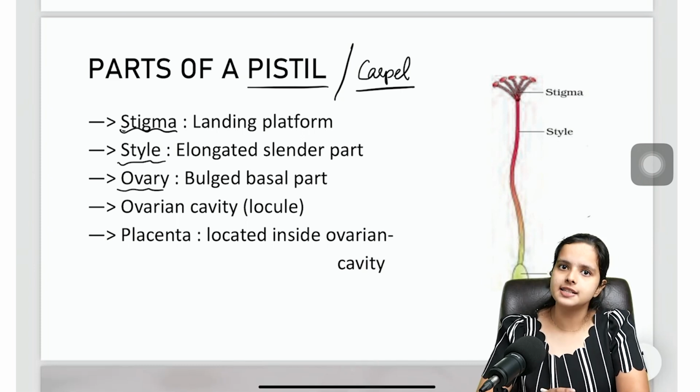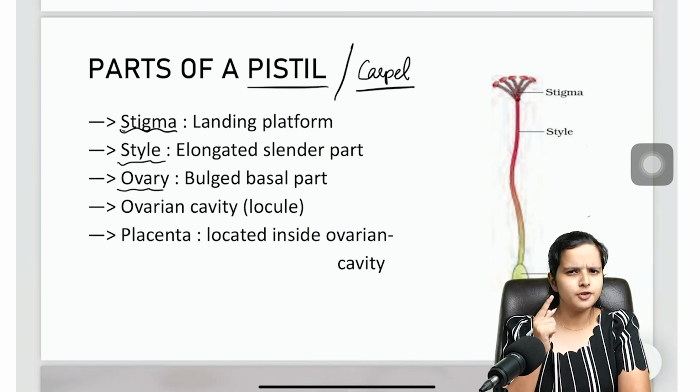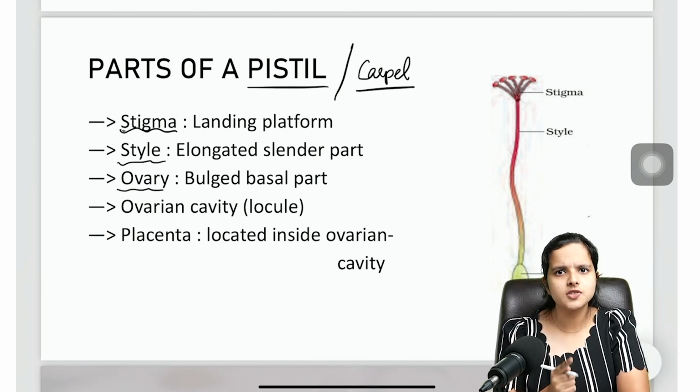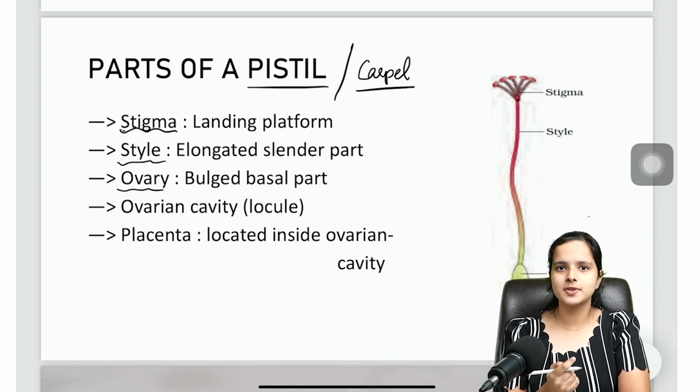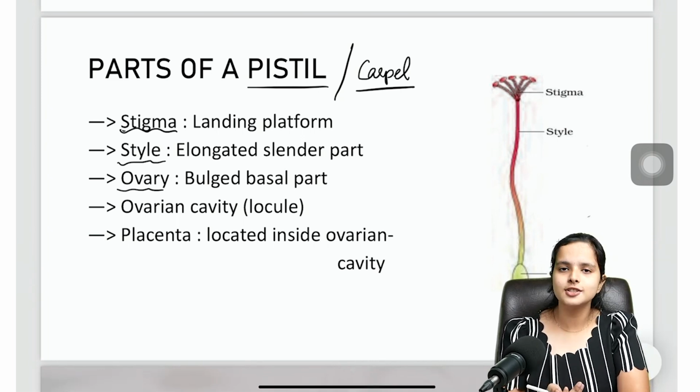So a pistil is basically divided into 3 parts. And if you just recall, a stamen was also divided into 3 parts, right? A stamen was divided into an anther, a connective, and a filament. Similarly, the pistil is also divided into 3 parts: the stigma, the style, and the ovary.